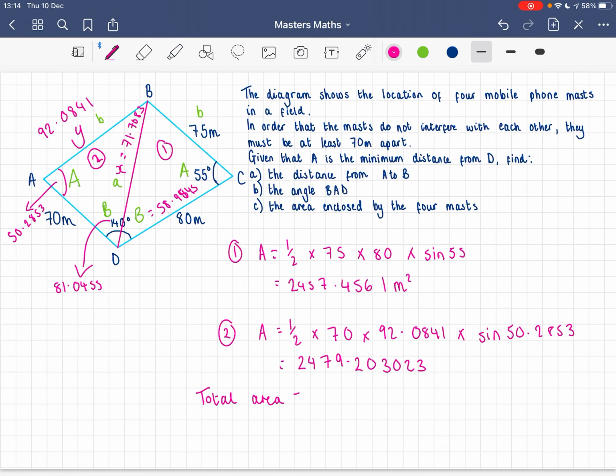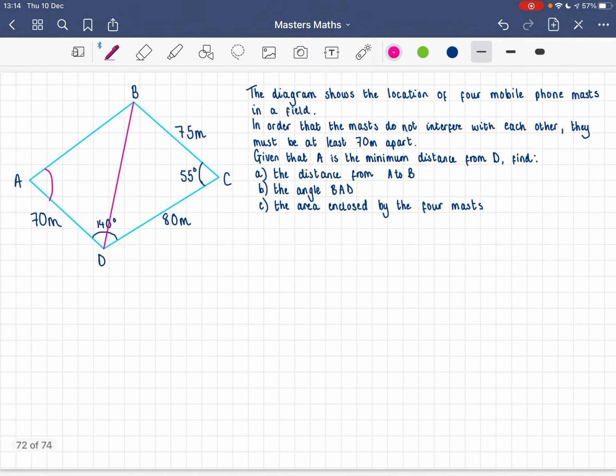Total area, we need to add those two things together. So I'm going to add on to my answer 2,457.4561. And I get 4,936.659 to three significant figures. That is 4,940. Didn't ask for three significant figures, but that's what I've done for every question, so I'm just going to continue. I'm not going to change it. Okay? And we're done. It's a lengthy question.